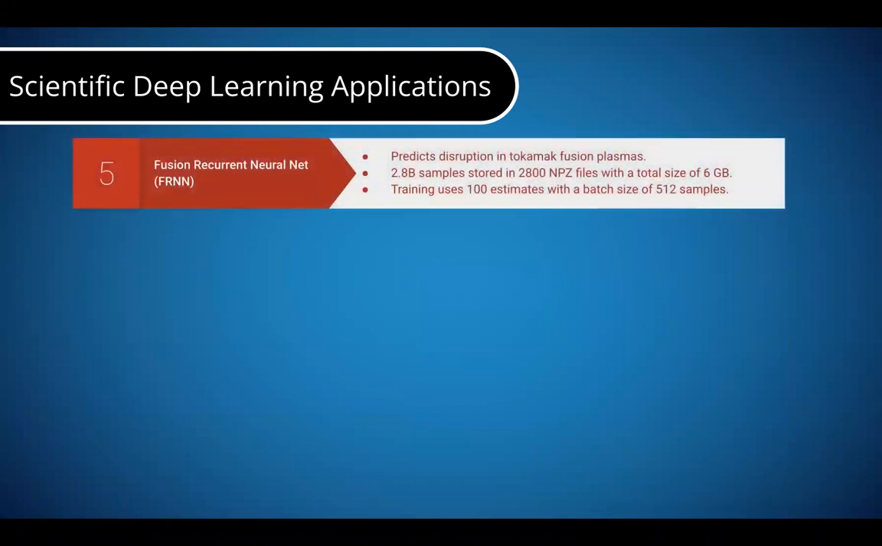Next, we also looked at a few other applications such as fusion recurrent neural nets, which was used in prediction of disruption in fusion plasmas. The application in this case used a 6 gigabyte dataset, which was presented in NumPy array files distributed across 2 megabyte files, each containing 1,024 samples. The training model used 100 steps with a batch size of 512 samples.